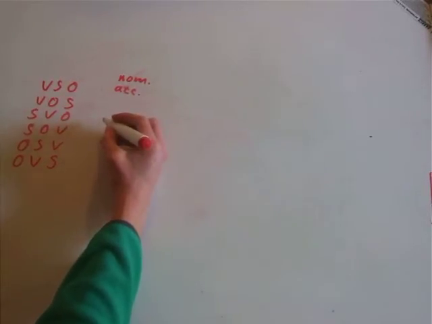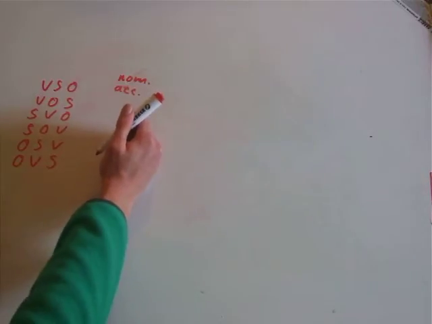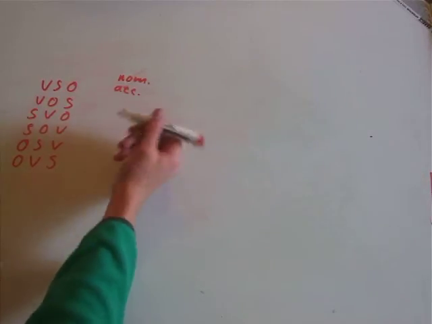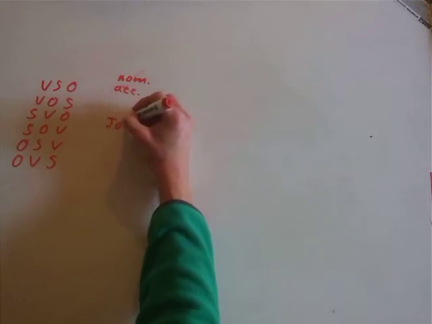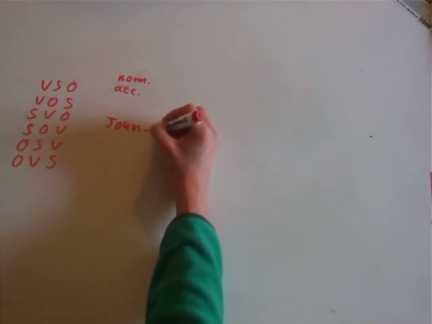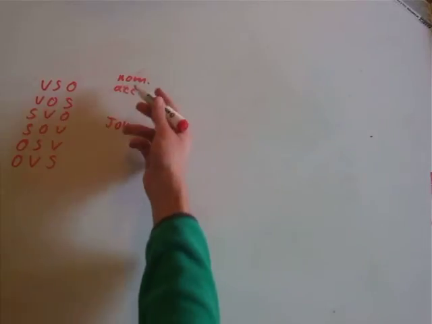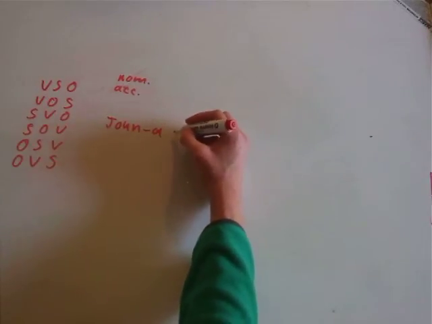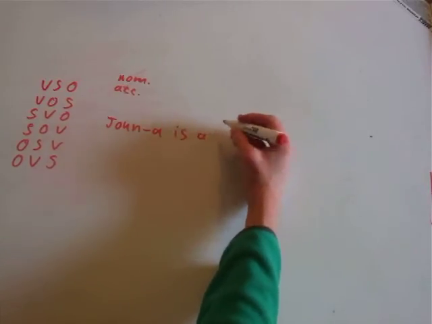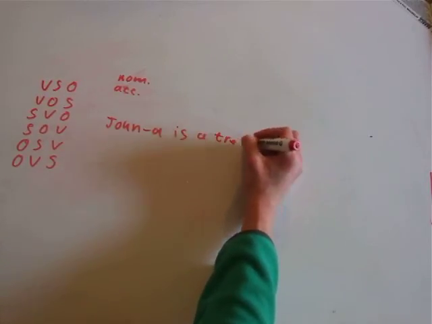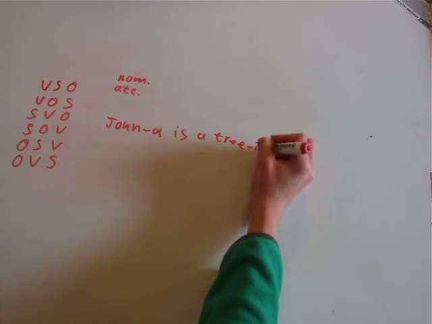So let's say, I'm just going to use English words, it's just easier. So let's say John is nominative. John is... I should have changed that actually. Tree in.